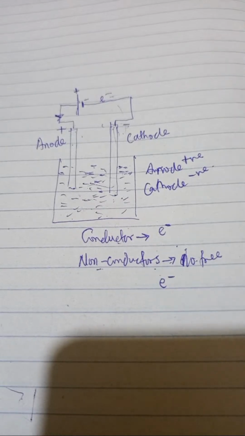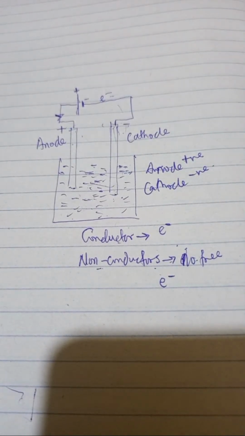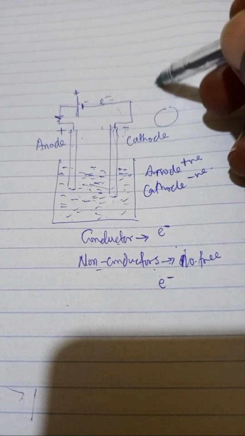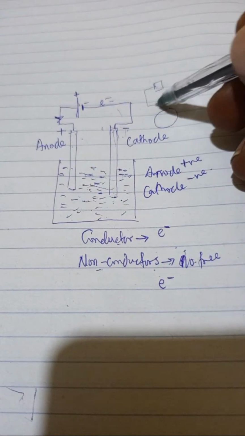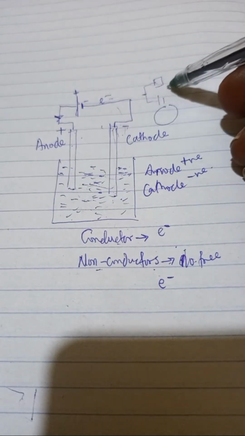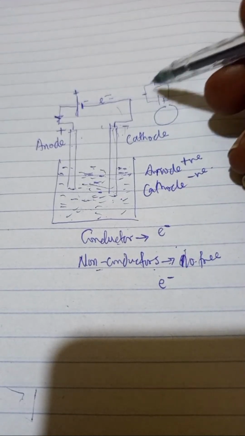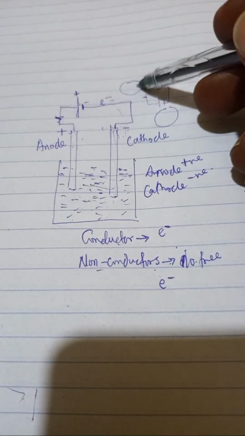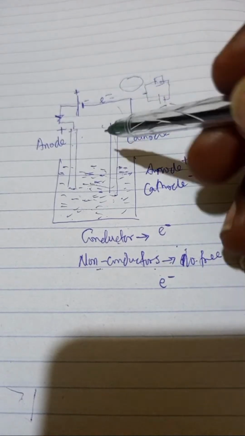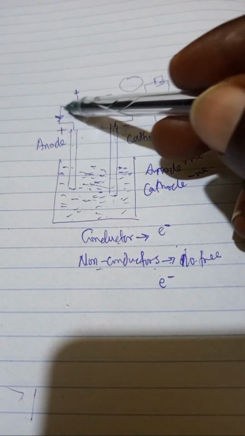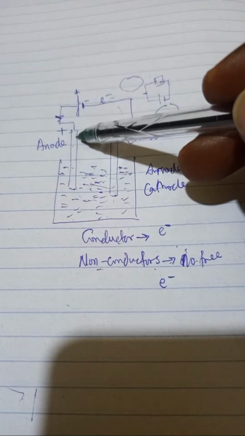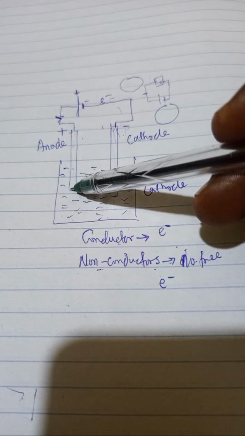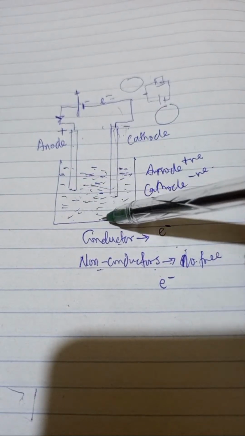And you know that for current to flow, there must be a closed path. If there is a break, maybe this is a bulb here, and you plug it to a battery. If this wire is cut into two, the bulb cannot come on. There must be a closed path, a closed full circle for current to flow. So as this current is coming through the anode, entering the solution.